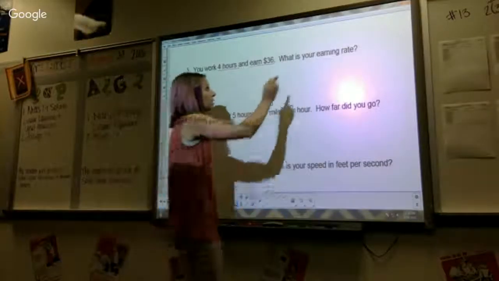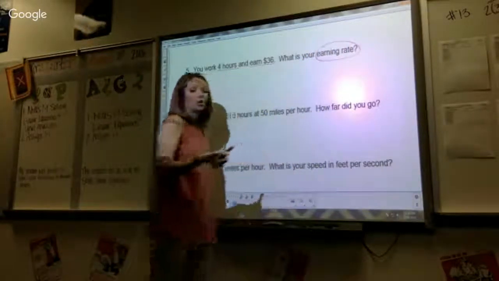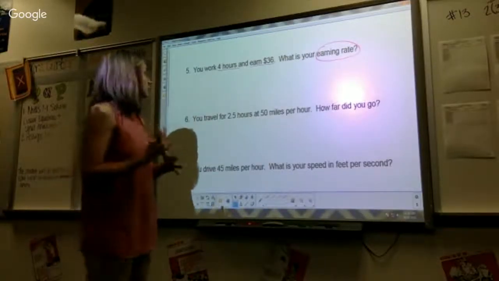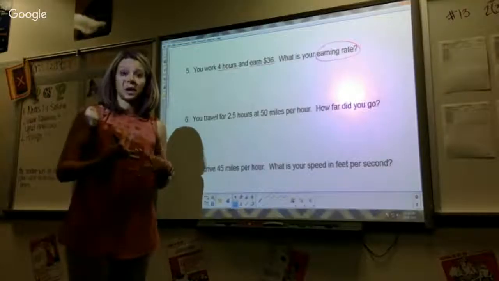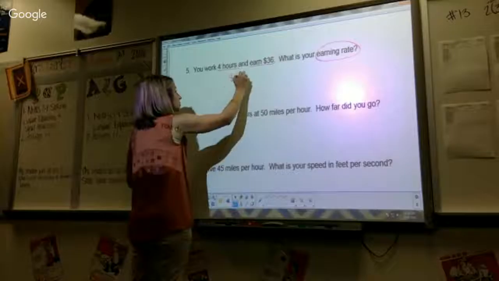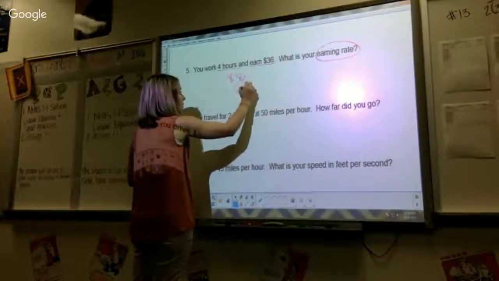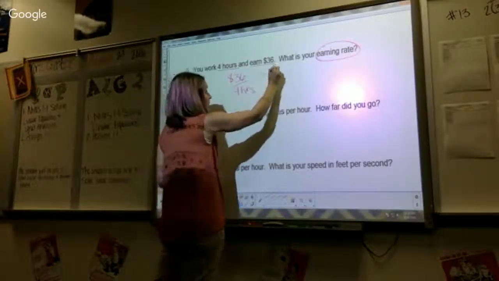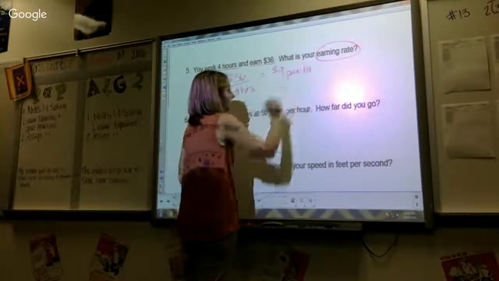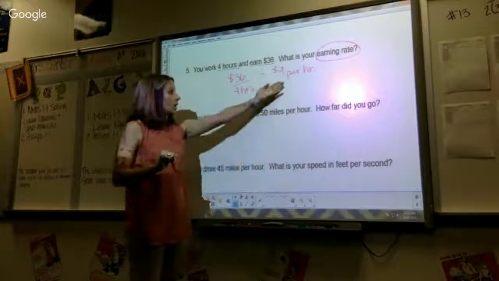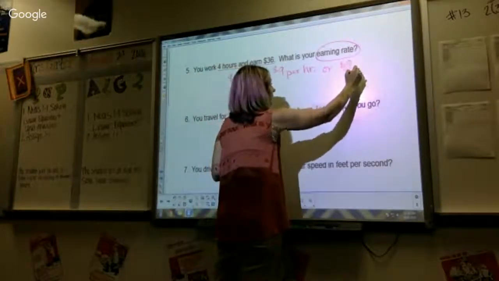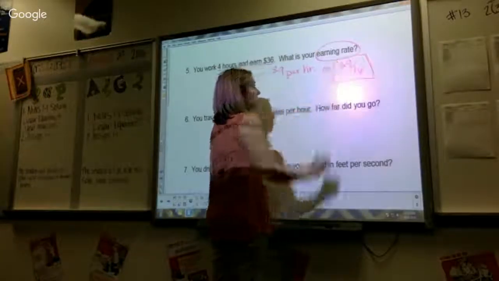Okay, what is your earning rate? So you're trying to figure out how much they're earning per hour. Okay, so pretty simple. You're going to take the $36 and you're going to divide it by the 4 hours to figure out how much they're making per hour. So $36 divided by the 4 hours, which would give you $9 per hour. You can either write your answer in words here or $9 for every hour. So I will accept both.